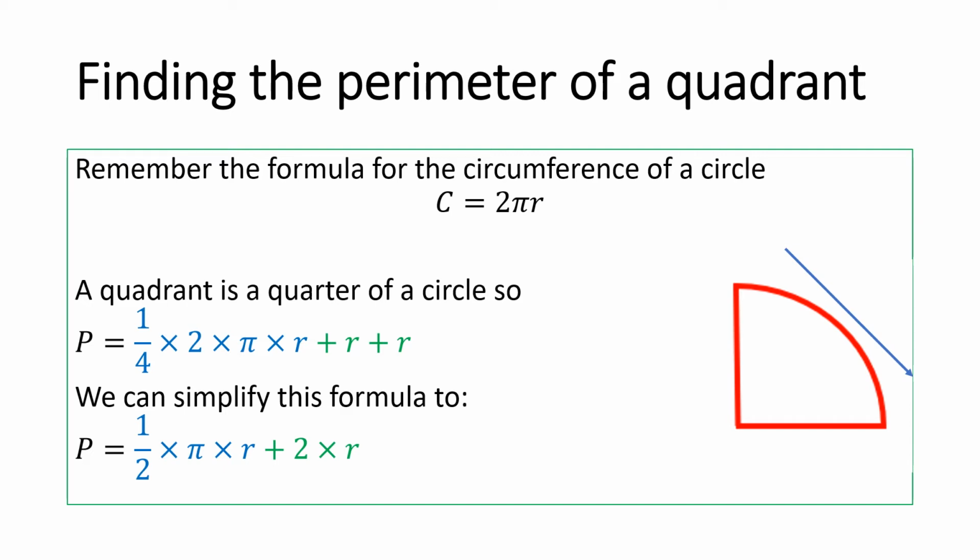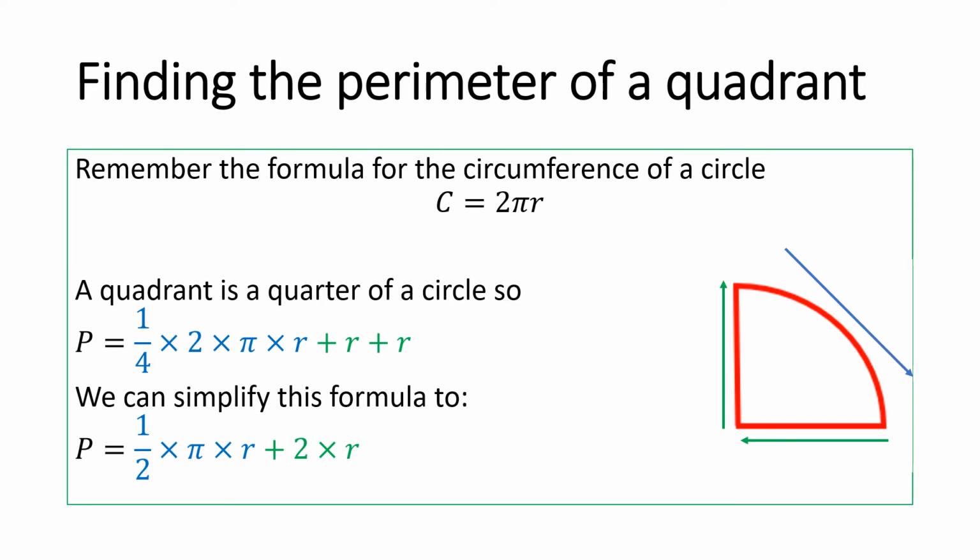And then to get right around the quadrant, because remember that the perimeter is the distance around the outside of a shape, we're going to need to add this radius, and then we're going to need to add this radius. So our formula is perimeter equals a quarter times 2 times pi times r plus r plus r.